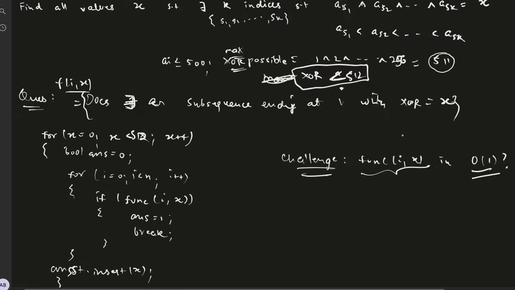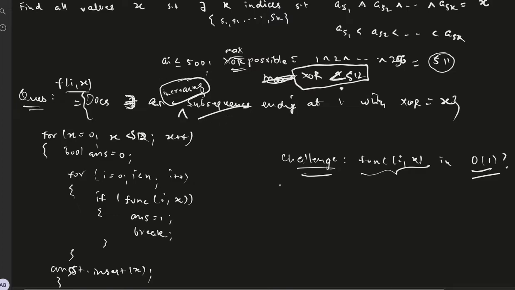Because f(i, x) is defined as, does there exist a subsequence ending at i with XOR equal to x? Not only a subsequence, an increasing subsequence ending at i with XOR equal to x. Now the challenge is, how do we solve this in order 1, because we need the subsequence to be increasing.